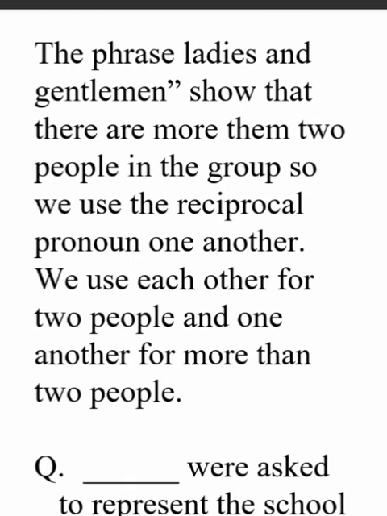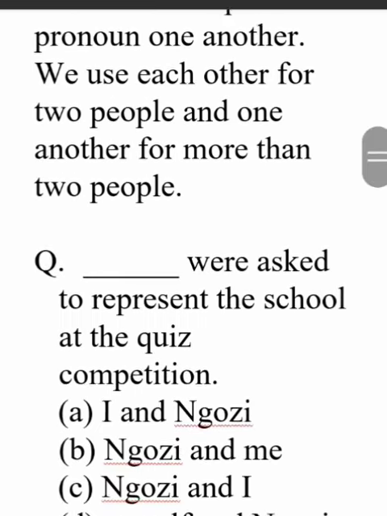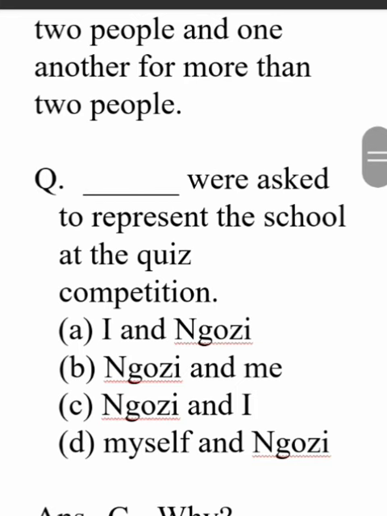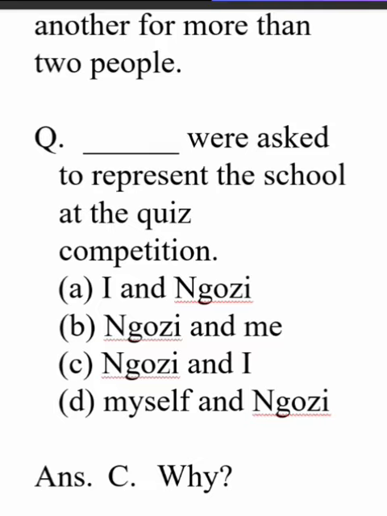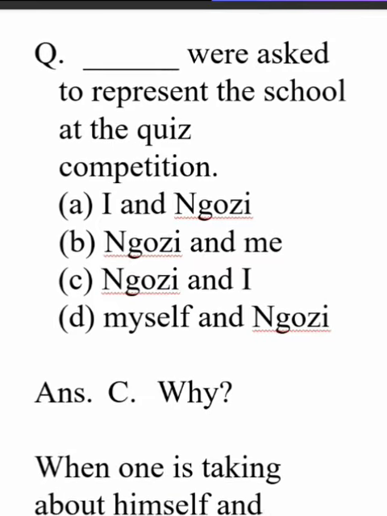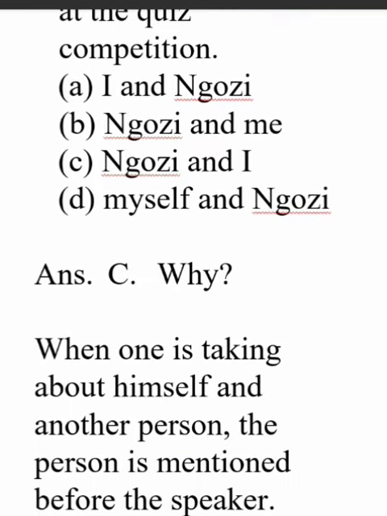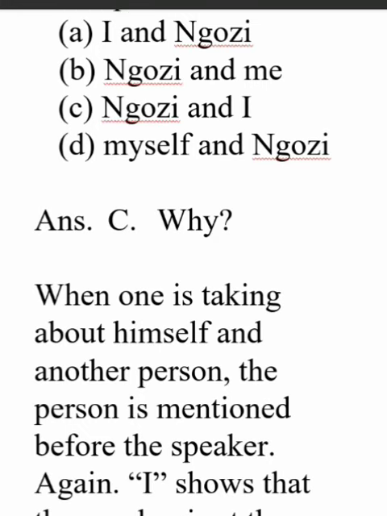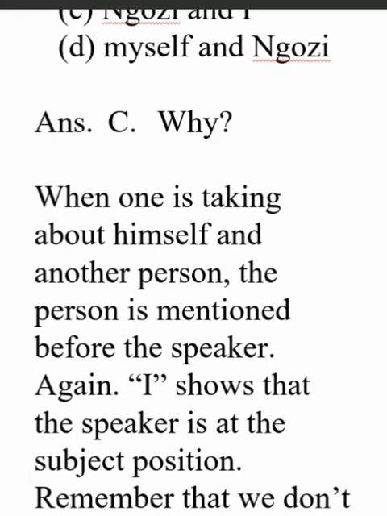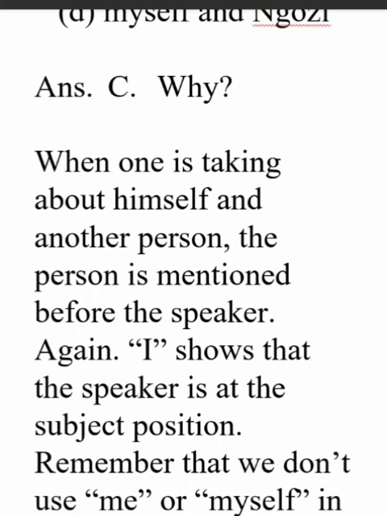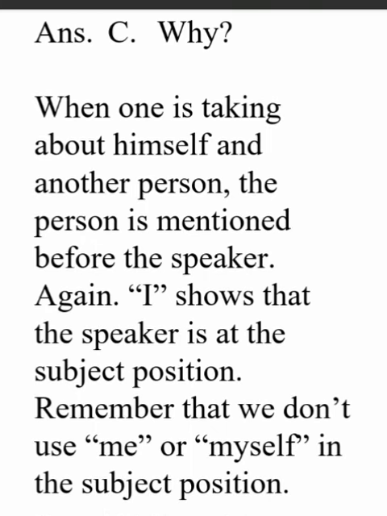Question. Dash were asked to represent the school at the quiz competition. A. I and Ngozi. B. Ngozi and me. C. Ngozi and I. D. Myself and Ngozi. Answer: C. Why? When one is talking about himself and another person, the person is mentioned before the speaker. Again, I shows that the speaker is at the subject position. Remember that we don't use me or myself in the subject position.